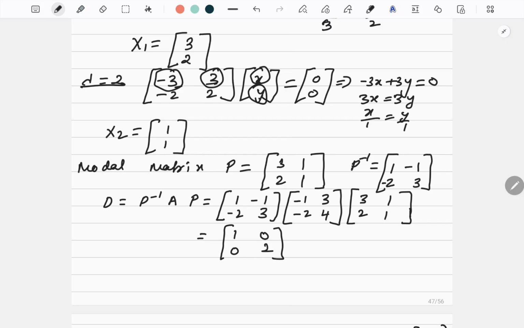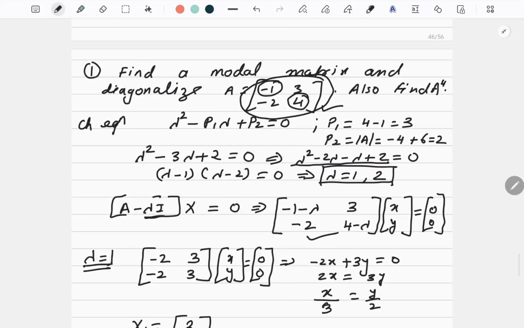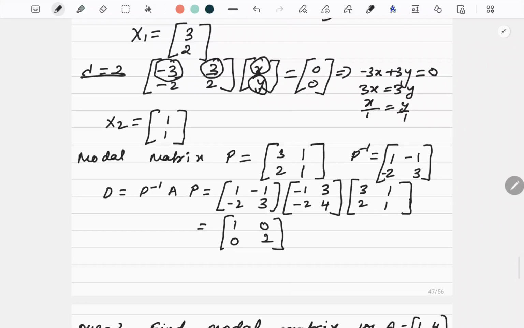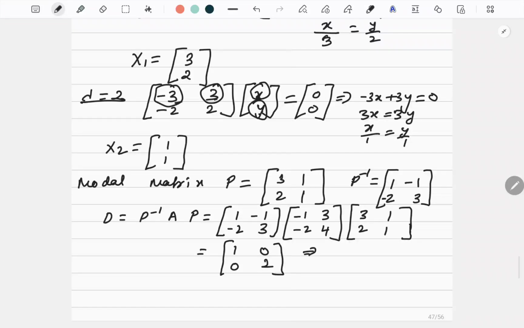Now what exactly do I want to find out? What is the power of A? I am searching for A to the power 4. If I am looking for A to the power 4, I need D to the power 4 also. Right? So D to the power 4 is equal to 1 to the power 4, 0, 0, 2 to the power 4. So this will be equal to 1, 0, 0, 2 to the power 4, means 2 to the 4, 4 to the 8 to the 16. Correct? Now A to the power 4 is equal to P D to the power 4 and P inverse.